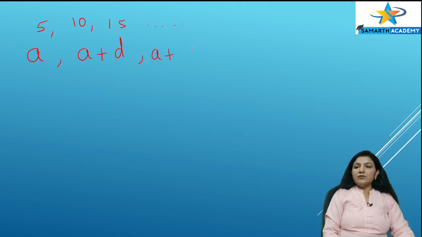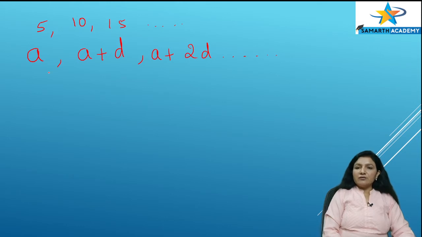Last class I had told you that arithmetic progression is a set of numbers that differ by a common difference. If I take the numbers 5, 10, 15 and so on, they are differing by the common difference 5, hence they are an AP. They form an arithmetic progression. If I consider the first term as A and the common difference as D, then the first term will be A, second term will be A plus D, third term will be A plus 2D and so on.